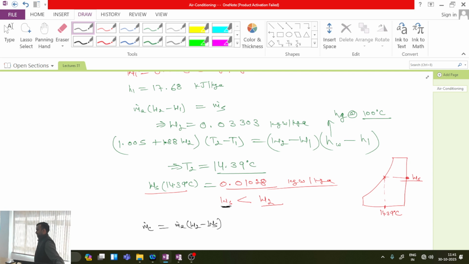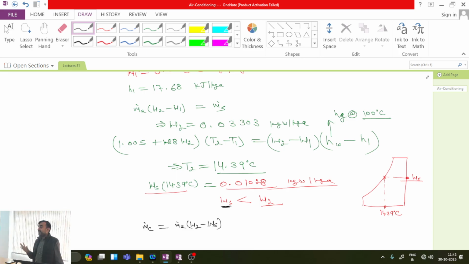Okay. So how to do this now? Think about this. How can we do this? Please tell me how to do this. WS is given, but how to determine WS? Because the temperature will not be 14. Temperature can be anything.